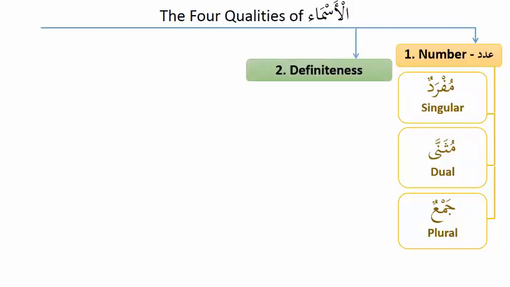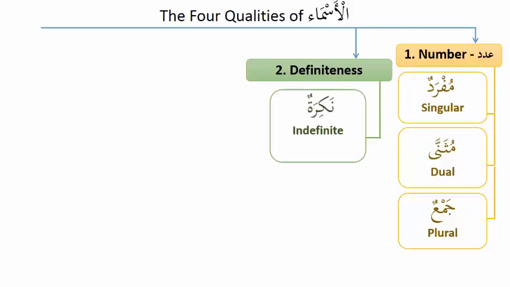Then we have the second category, which relates to definiteness and indefiniteness. So any ism is either nakira, that's indefinite, which is represented generally by tanween. Most of the asma take tanween, and that indicates indefiniteness. Tanween is like this here, tanween dhamma. Mufradun tanween dhamma. Jam'un tanween dhamma. All of that is tanween.